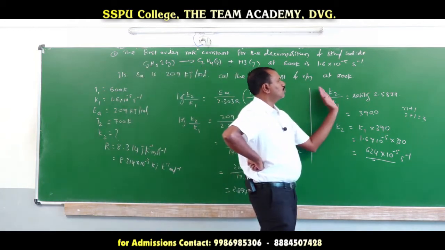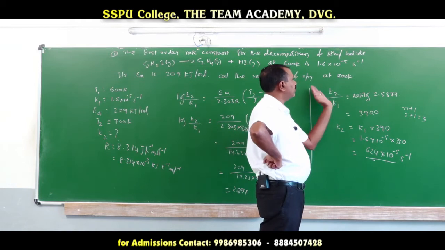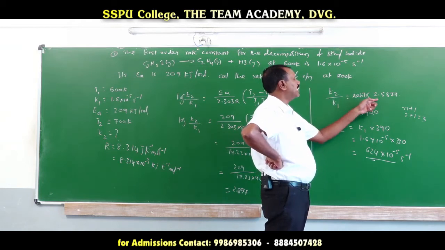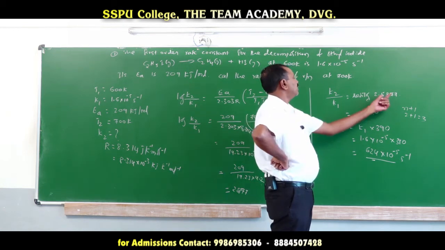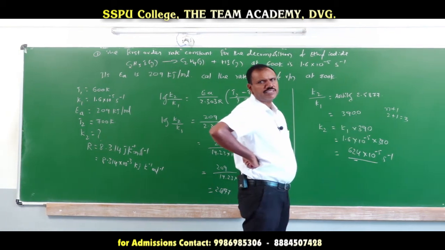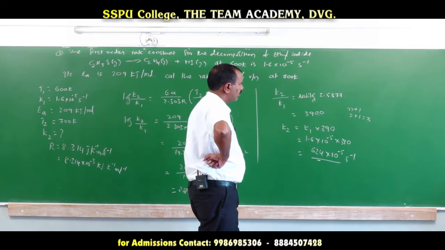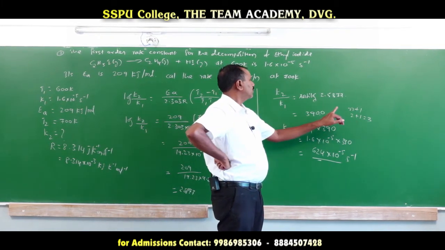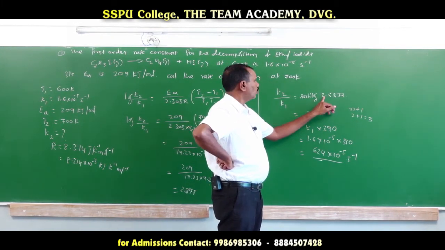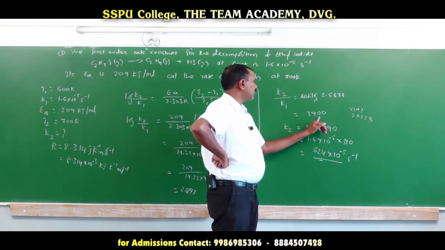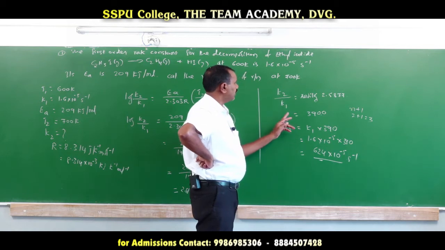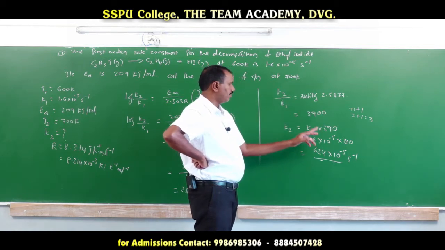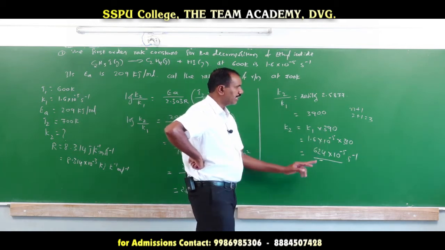K2 by K1 is equal to the anti-log of 2.5877, if you take the log to the right side. The anti-log value is almost 3900. Then 2 plus 1 is 3, so after 3 digits you have to put the decimal point. Then K2 is equal to K1 into this value. Finally, we can get this answer.